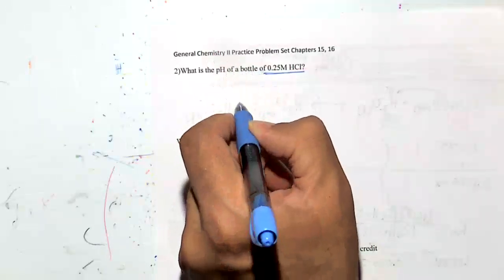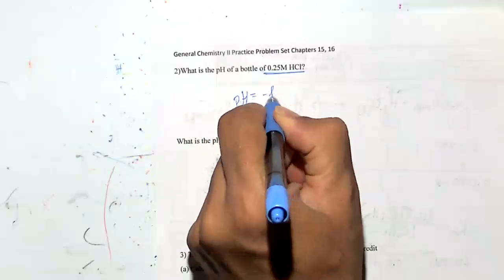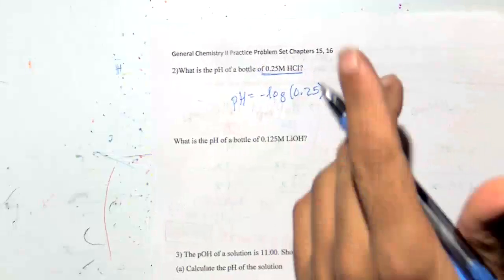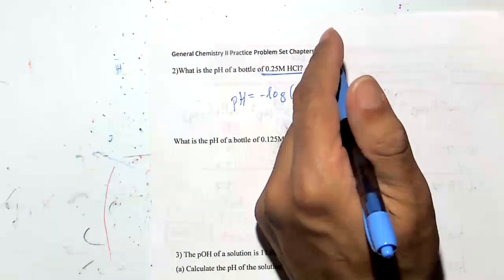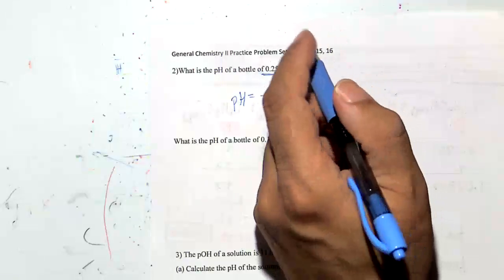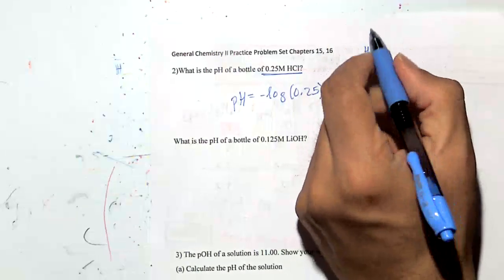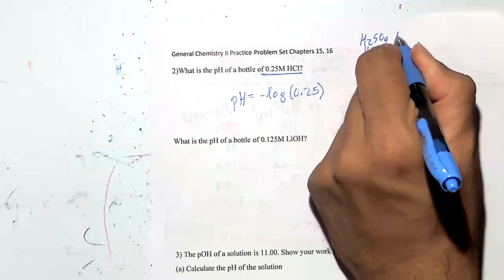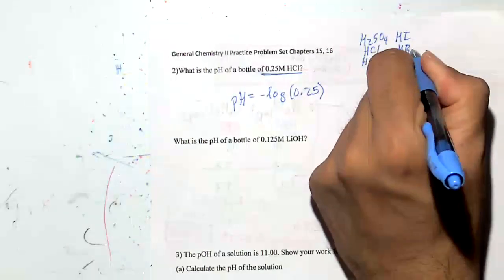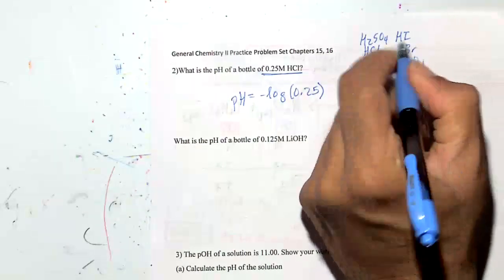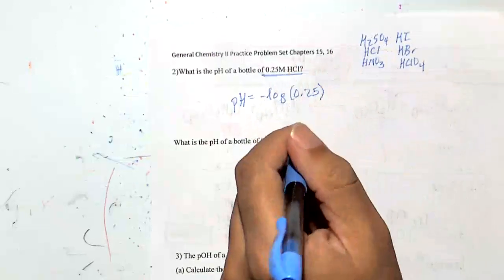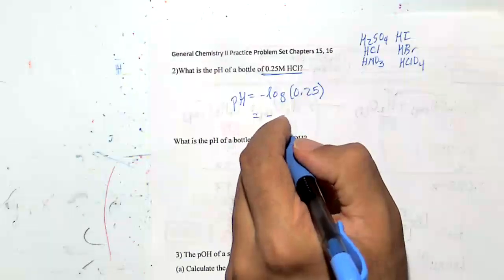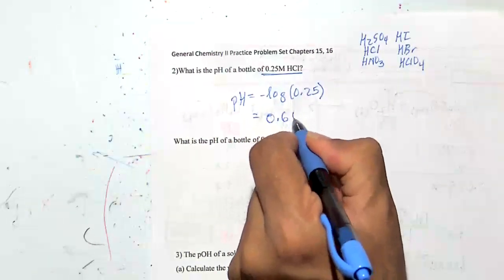No. Okay, we can just plug it in. Why can we plug it in? Because this is a strong acid. Strong acids are a very straightforward source of H3O+. The strong acids are HCl, HNO3, H2SO4, HI, HBr, and perchloric acid, which is HClO4. If you see any of those acids, you can plug it into the pH equation, and I'm getting 0.60.